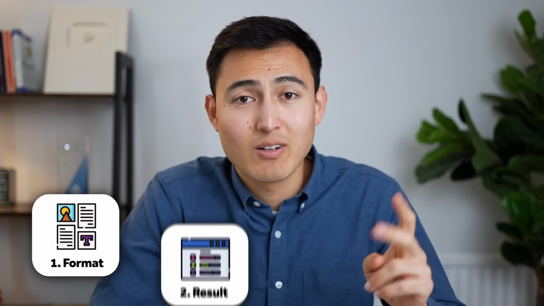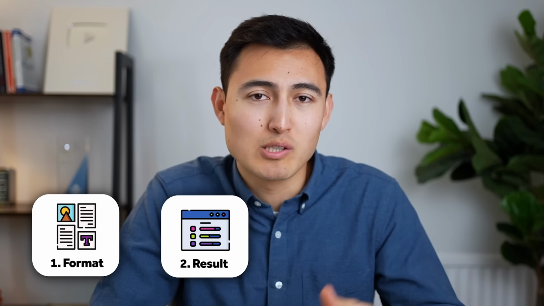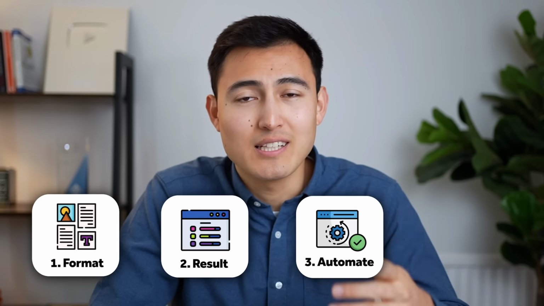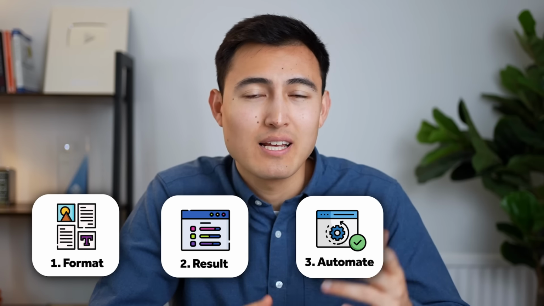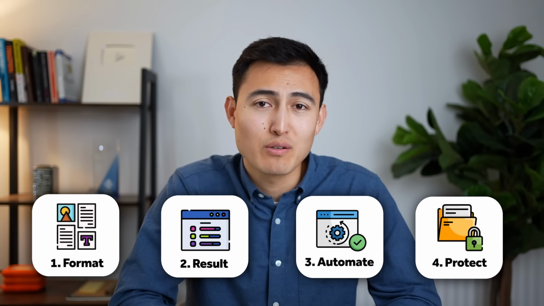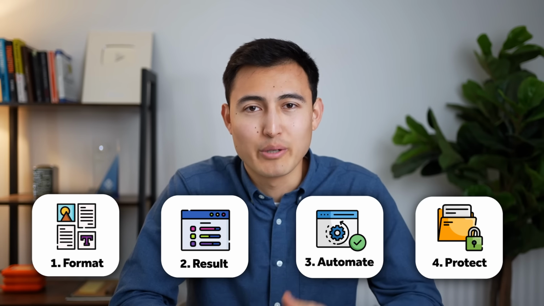Firstly is formatting the Excel sheet to look like a form. Secondly is creating a new sheet to host all our results. Thirdly is automating the whole process. And finally, we'll protect the submission form so other people can't break it.